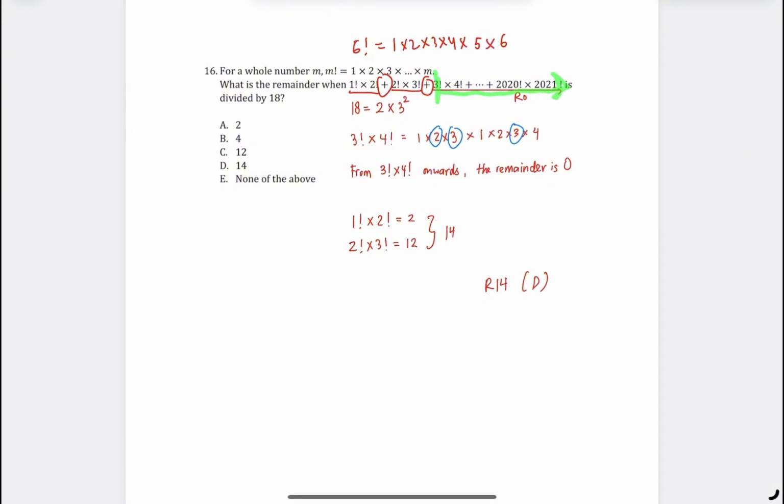That means we just need to check the first two terms on what is the remainder. 1 factorial times 2 factorial is 2. 2 factorial is 2, 3 factorial is 6, so it's 12. And then these two add together will give us 14. 14 divided by 18 is not divisible, so the remainder will just be 14.